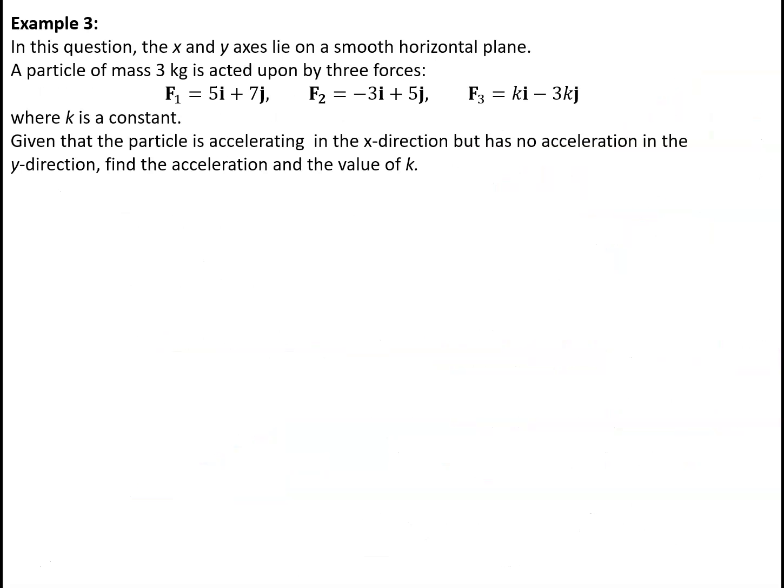For example 3, we've got the x and y axes lying on a smooth horizontal plane. A particle of mass 3 kilograms is acted upon by three forces. F1 is 5i plus 7j, F2 is minus 3i plus 5j, and F3 is ki minus 3kj, where k is a constant. We're given that the particle is accelerating in the x direction but has no acceleration in the y direction. We've got to find the acceleration and we've got to find the value of k.